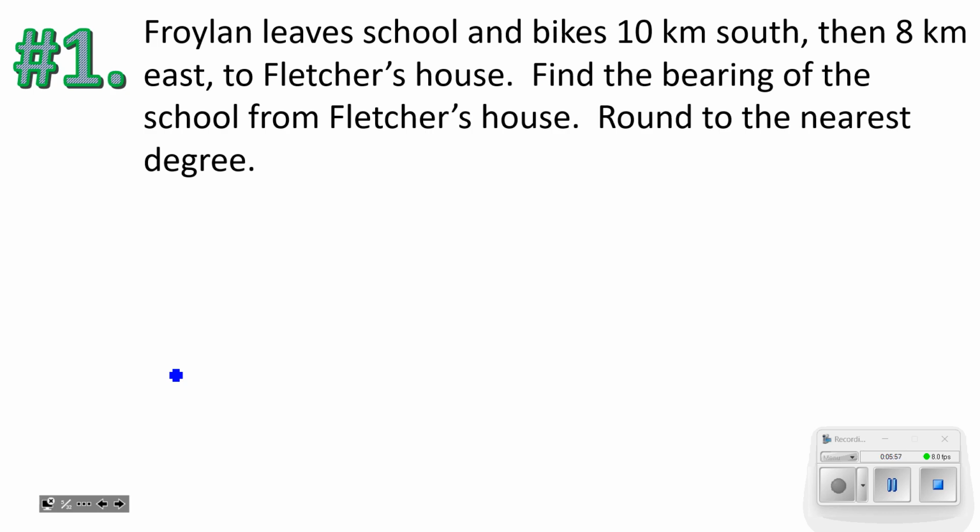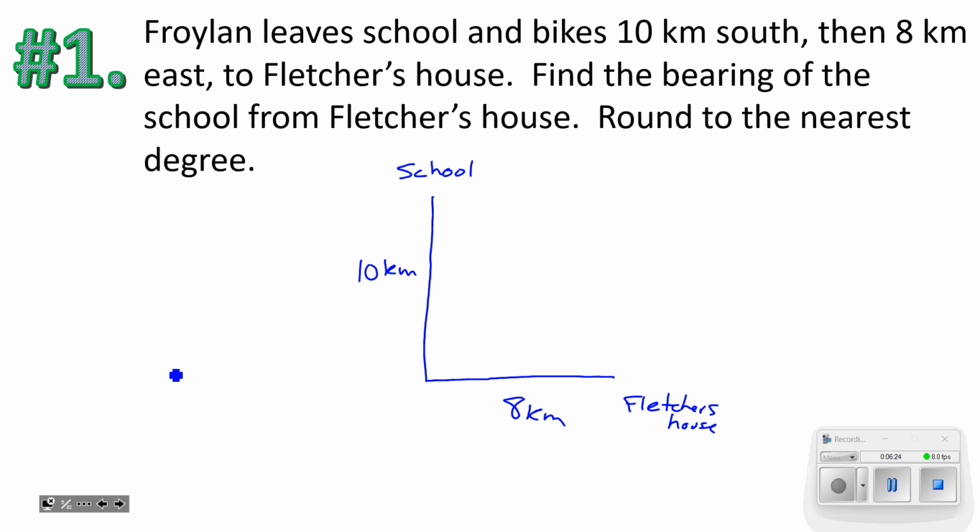Froylan leaves school and bikes 10 kilometers south. So if Froylan leaves school, this is the location he's leaving. He goes straight south 10 kilometers. Then 8 kilometers east. East is going to be over there in the right direction on my diagram here. 8 kilometers. And this is Froylan's path I've mapped to get to Fletcher's house. He's now ended at Fletcher's house. Thank you, Froylan, for making a nice right angle there for us. So we got a right triangle.